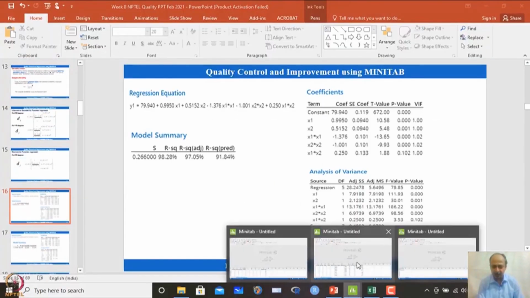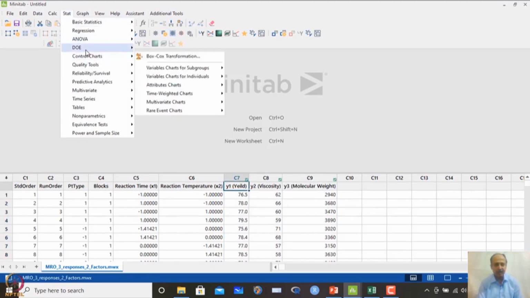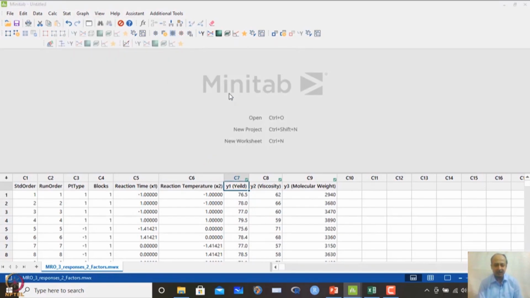I am taking the data set over here, and this is the Excel worksheet file that we have. C5 and C6 are the experimentation design matrix, and these are the outcomes y1, y2 and y3. First we have to generate the response surface for y1, y2 and y3. How do I do that? Design of experiments, response surface, and then analyze response surface.